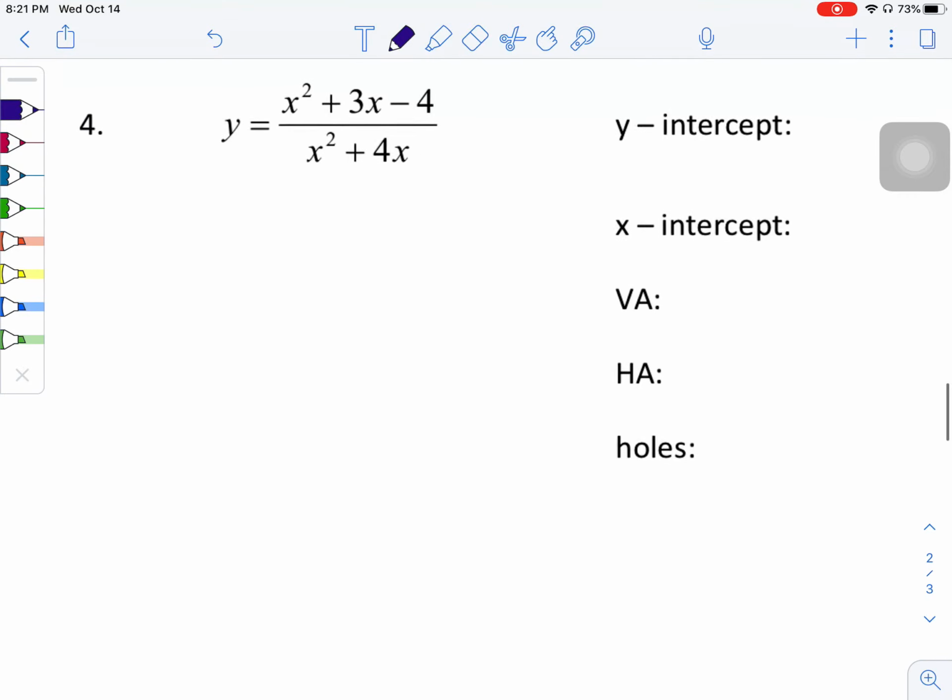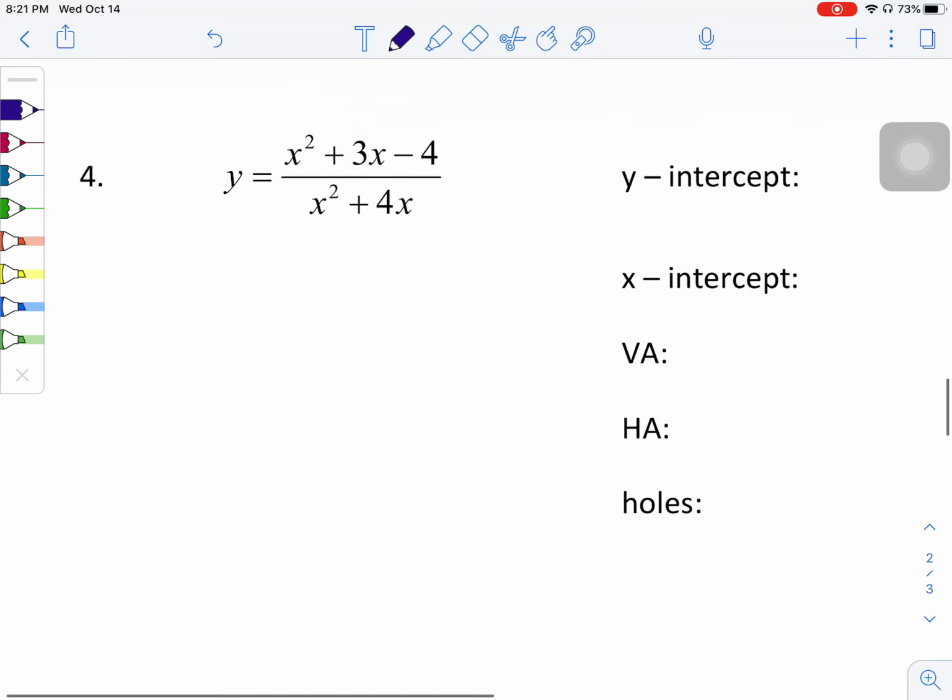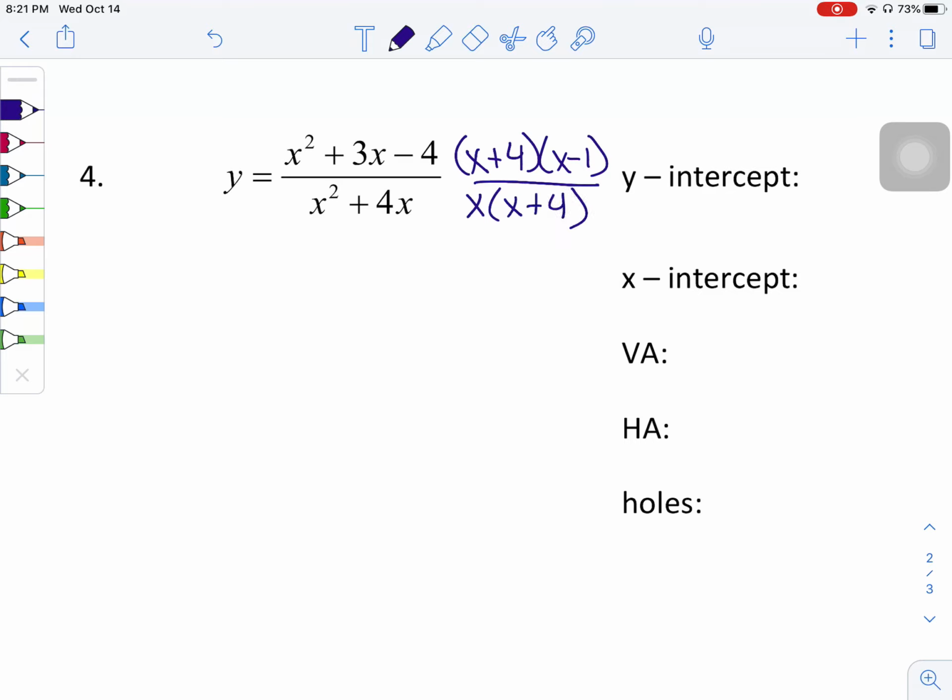All right, so problem number 4, we're going to start by factoring it. So x plus 4, x minus 1. I'm going to factor an x out of the denominator. That's the GCF. So these x plus 4s will cancel each other out or divide each other out, however you want to phrase it. So the simplified version is going to be x minus 1 over x.